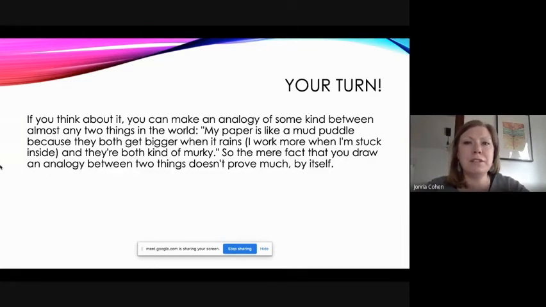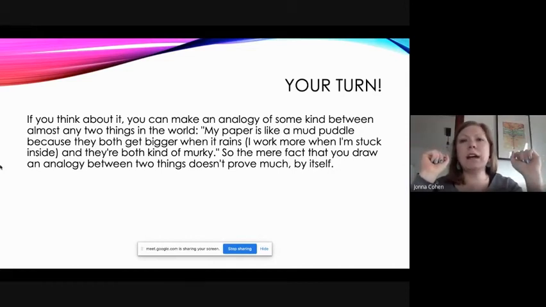So now it's your turn. If you think about it, you can make an analogy of some kind between almost any two things in the world. Here's an example. My paper is like a mud puddle because they both get bigger when it rains, right? So I would like you to draw a false analogy between two things, any two random things, on your note card. They will have something in common, but the two of them are not alike enough, like paper and a mud puddle, right?